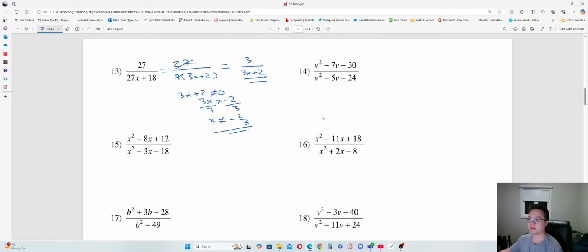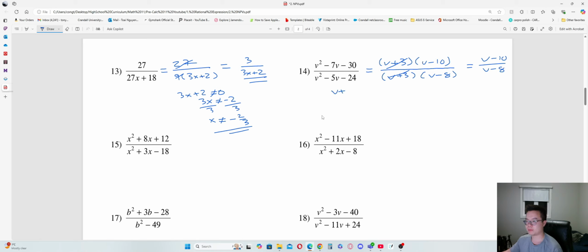Okay, question 14. Now we need to factor both of them, the top number and the bottom, which is the numerator and denominator. So let's factor it together. They are both inspection. So if you want to spend a bit of time to factor, feel free to pause. When you're ready, just play the video back again. So when you factor, you should have v plus 3 and v minus 10 over v plus 3 again, and then v minus 8. Now we have v plus 3 the same, we cancel out. Then we will have v minus 10 and then v minus 8.